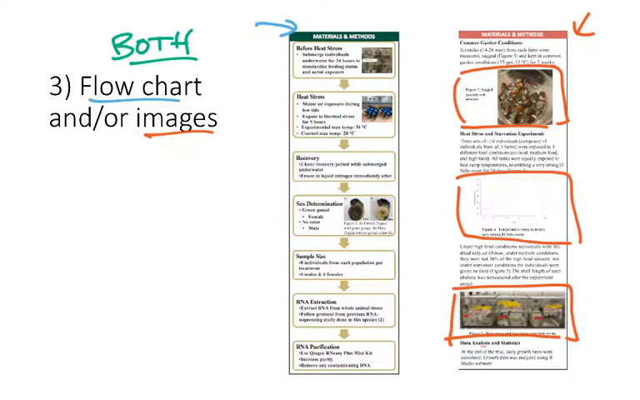So you can see here on the left, she has both that flowchart and she includes images as well. On the right, it's just images, so it's up to you, but make sure you're using some kind of visuals here in your method section to make it easier for your reader to follow along.